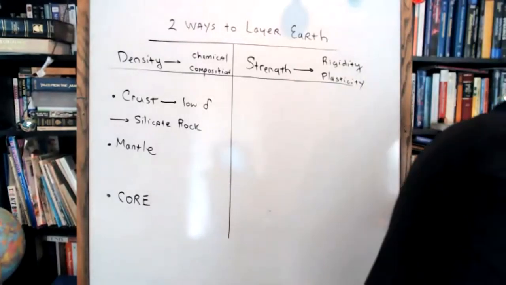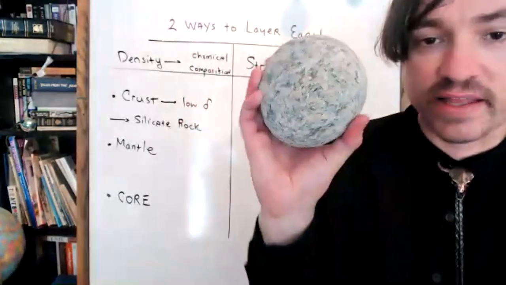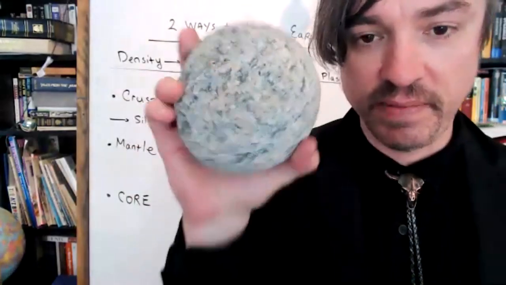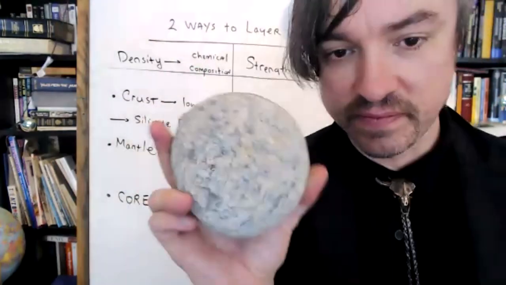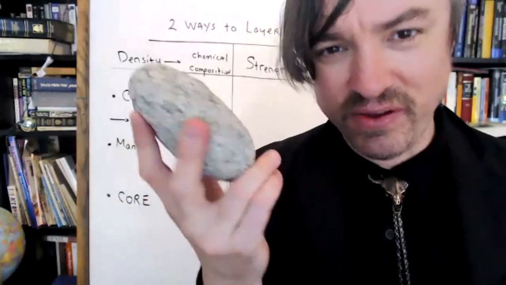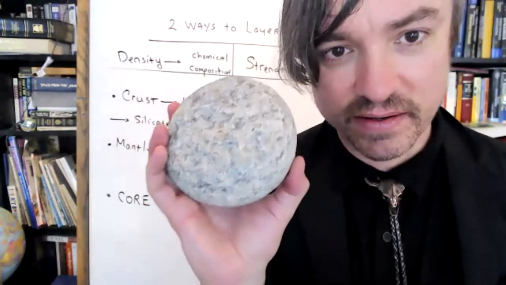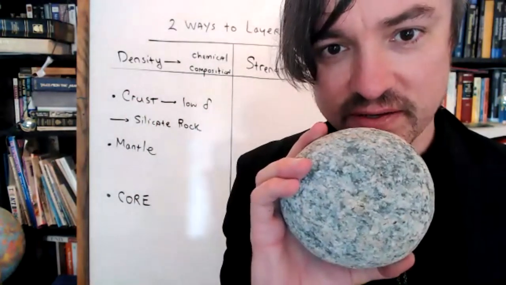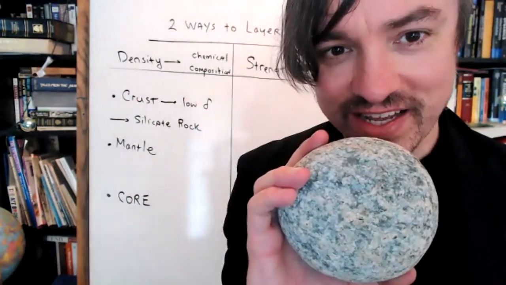Now, here's a badass rock that I found on Goosewing Beach one day. All right, looks like a piece of granite to me. I know you all know what a rock is, right? But seriously, what's a rock? Does anyone know the definition of a rock? Like, you know what a rock is, right? Come on, don't mess with me. No, but really, what's a rock? How do we define a rock?